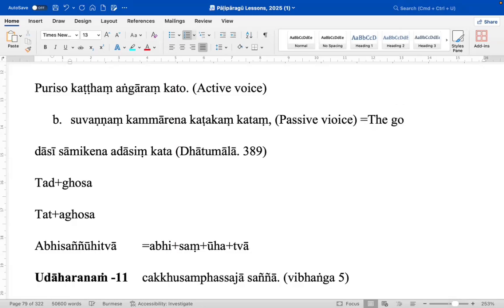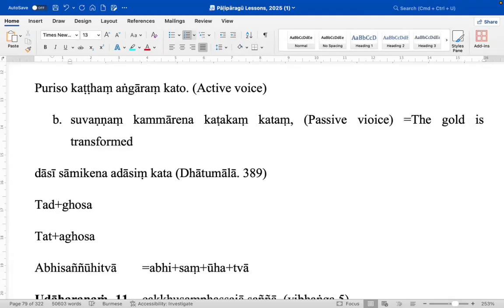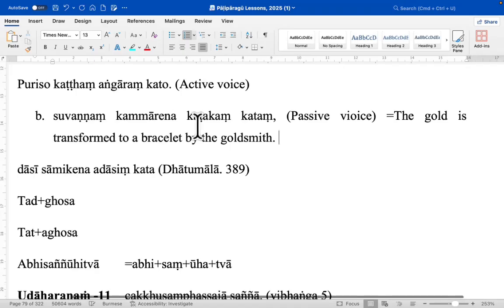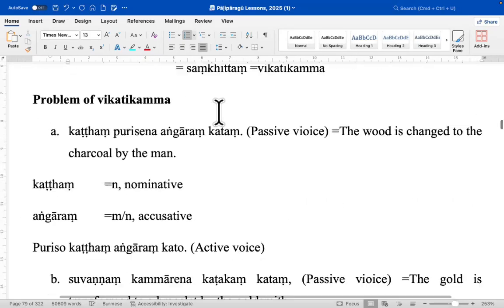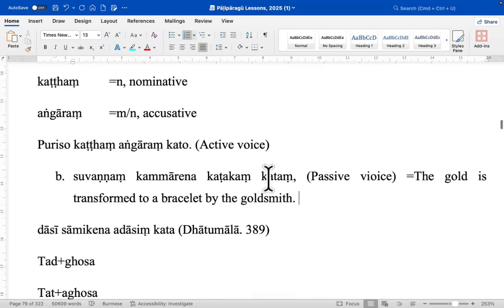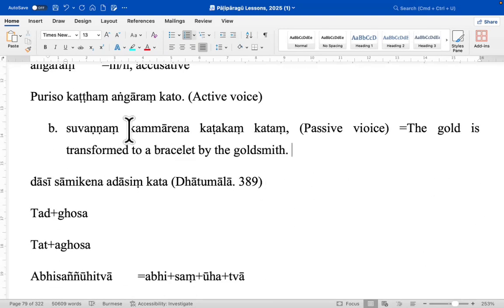The gold is transformed into a bracelet by the goldsmith. So here also Suvanna has the same form as Kataka. Kataka is also neuter gender. So if we understand this analysis, we can understand this also. By seeing Kammarena, Kataṃ is surely passive voice.